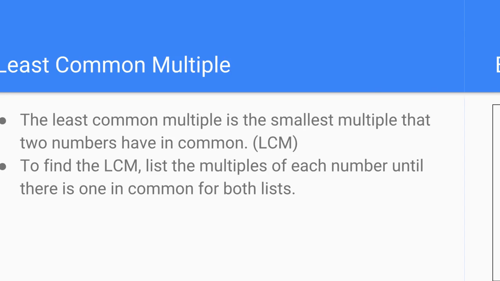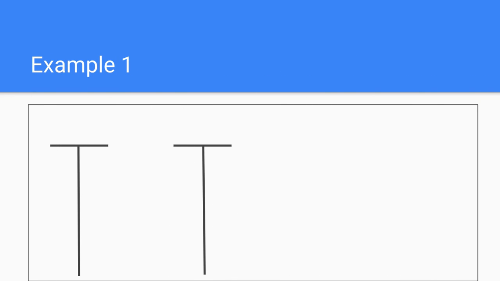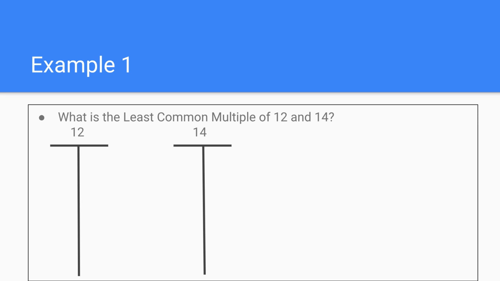So if we look at an example of this, first of all, we want to draw our t-charts like we were doing yesterday. And then we're given our numbers 12 and 14. And again, we're finding the least common multiple of those. So we have 12, we have 14. Well, the first multiple of each of these numbers are the numbers themselves. So we have 12 and 14. But we list the next multiple for each. We're going to be multiplying the numbers by 2. So we end up with 24 and 28. Next, we multiply the numbers by 3, and we get 36 and 42. And we keep going. We have 48, 56.